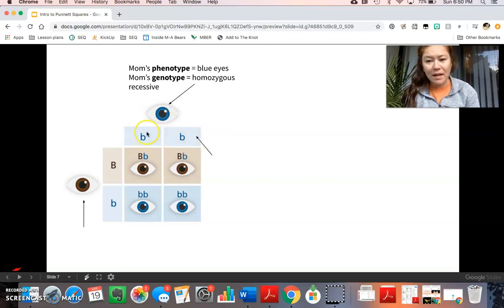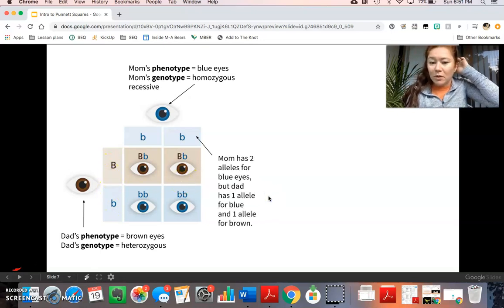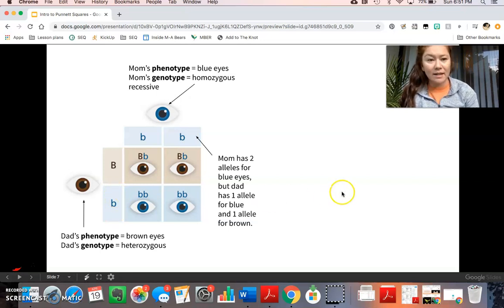So we separate them because this represents an egg cell. This represents another egg cell. The dad's phenotype is brown eyes. We know that his genotype is heterozygous, so he has both dominant and recessive alleles, and so we're splitting them up over here. Mom has two alleles for blue eyes, dad has one allele for blue and one allele for brown. Remember, being heterozygous means that you're carrying something that you do not show. He does not have blue eyes, but he does carry an allele for blue eyes.